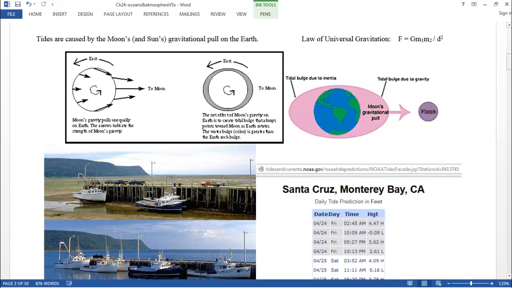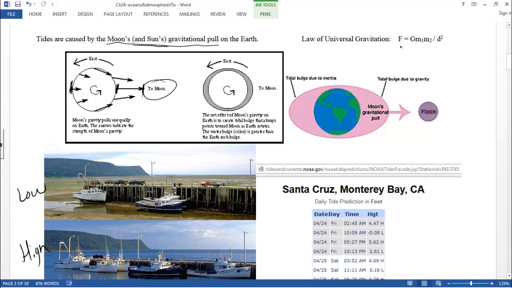Here's some pictures of low tide and high tide. What's going on there? Well, it turns out that tides, high and low tides, are caused by the moon's gravitational pull. And to some degree, it's also dependent on the sun's gravitational pull. And here's the idea. You got the moon out here, and the near side of the Earth is closer to the moon than the far side of the Earth.